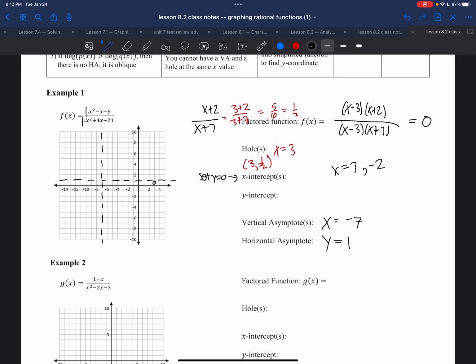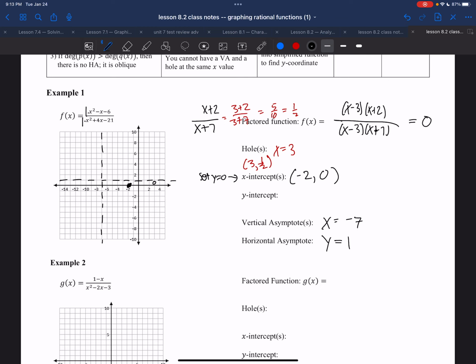So you might say, okay, I have 2 x-intercepts. Well, no, you have a hole at x equals 3. So be careful of that. We only have one x-intercept, and that is at (-2, 0). So I'll plot that.